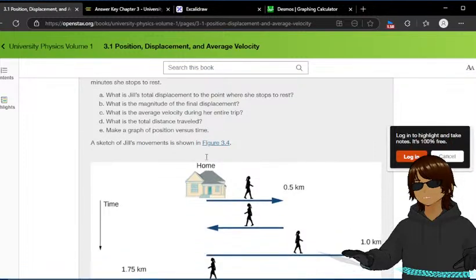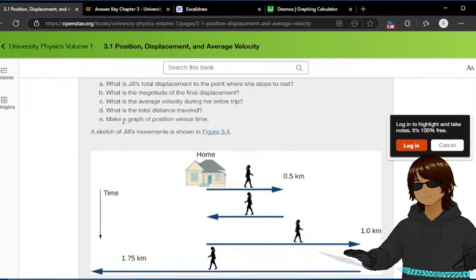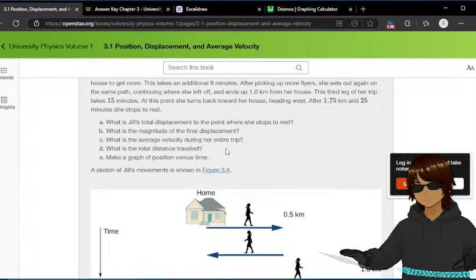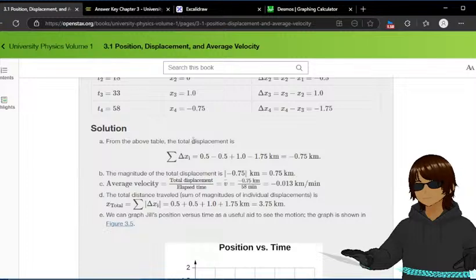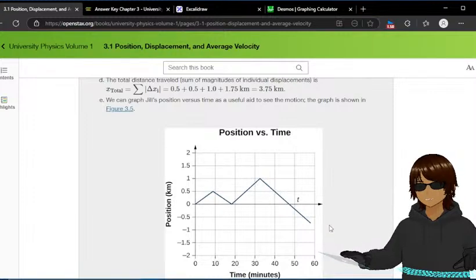Make a graph of position versus time. Is the speed consistent throughout? So we have 0.75. Total displacement is minus 0.75. The magnitude of the total displacement is 0.75. I should have said a minus. Average velocity, what I calculated, 0.013. The total is 3.75. Position is like this.